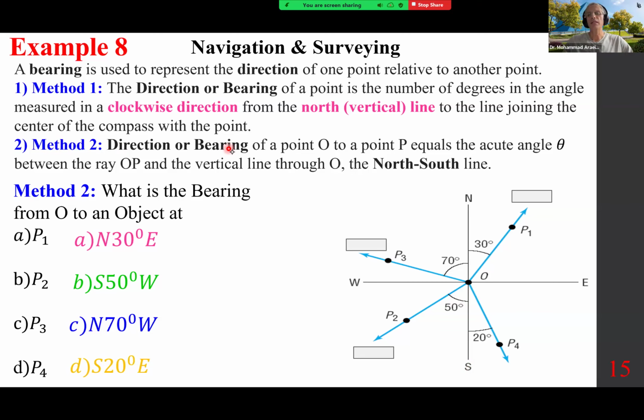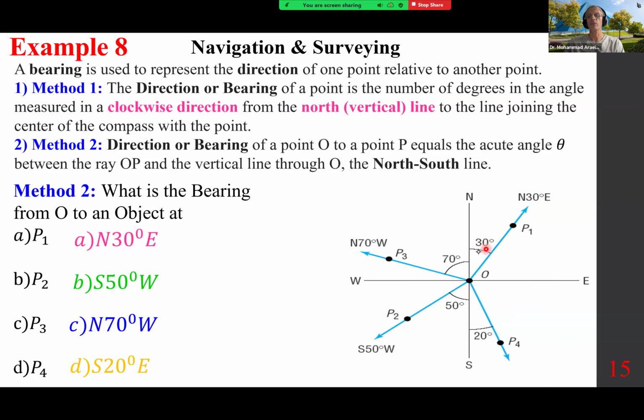Whereas method 1 basically looks at the positive side of north. So obviously the first one is 30. So all you have to do is say 30 degrees. So those are, by the way, what I just wrote for you: north 30 degrees east, south 50 degrees west, north 70 degrees west, and as I mentioned, this one south 20 degrees east. Now let's go with method 1, and this one is just 30 degrees.